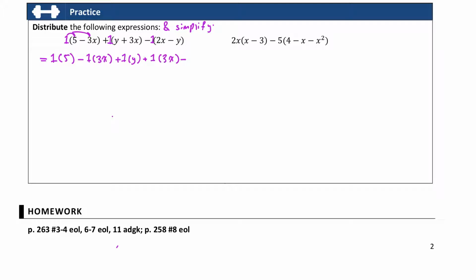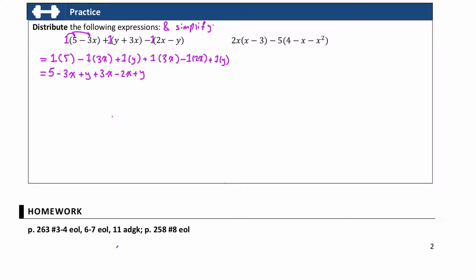Negative times a positive gives me negative. So then I have negative 1 times 2x. And then I have negative times a negative gives me a positive. So I will have plus 1 times y. So to simplify this, 1 times any number is itself, so I get 5 minus 3x plus y plus 3x minus 2x plus y.